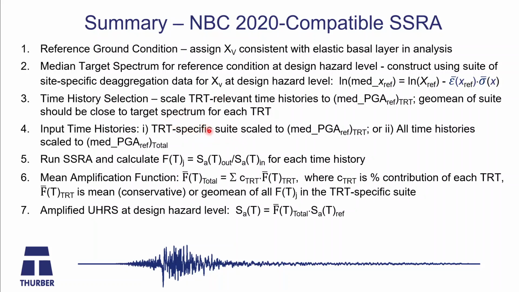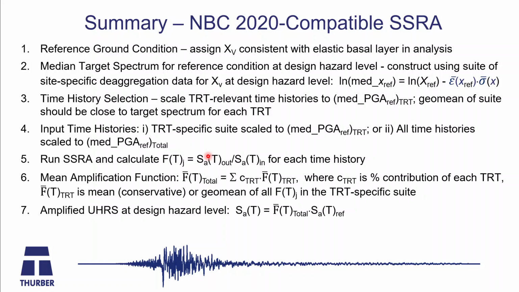Then you're going to take your input time histories and scale them to that median PGA for each of the tectonic regime types, or you can just do what I showed you in the other slide, where you scale all the time histories for all three source types to just the median PGA that corresponds to the deaggregation of the total hazard. Either of these, as you saw, gives you pretty much the same result. It's really which one you prefer to do.